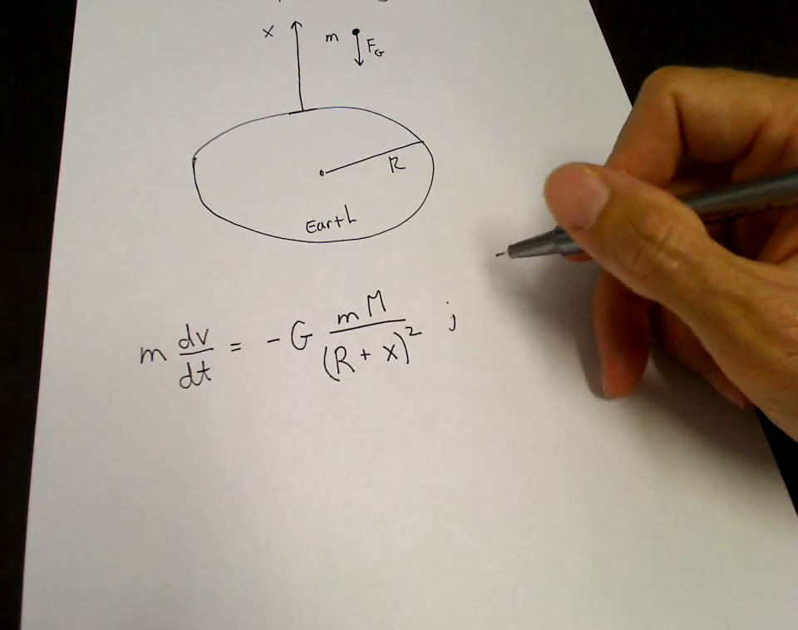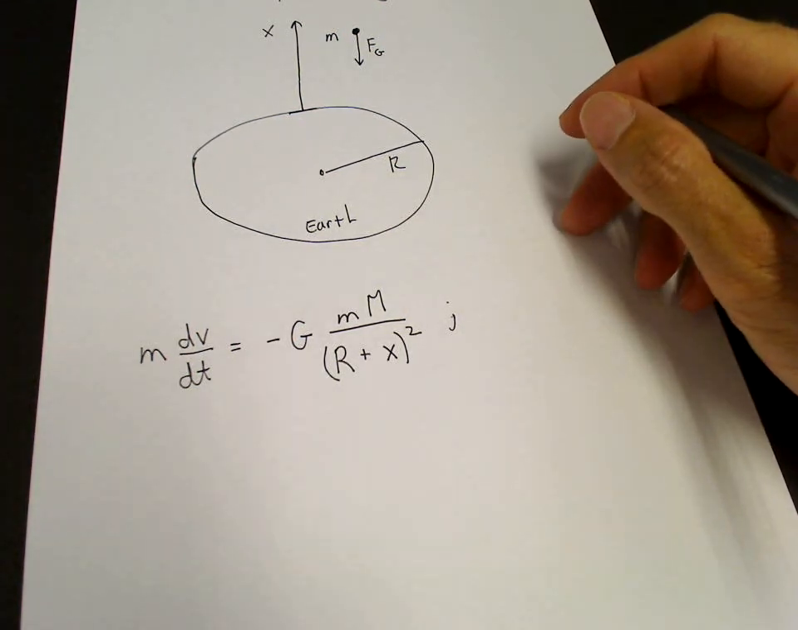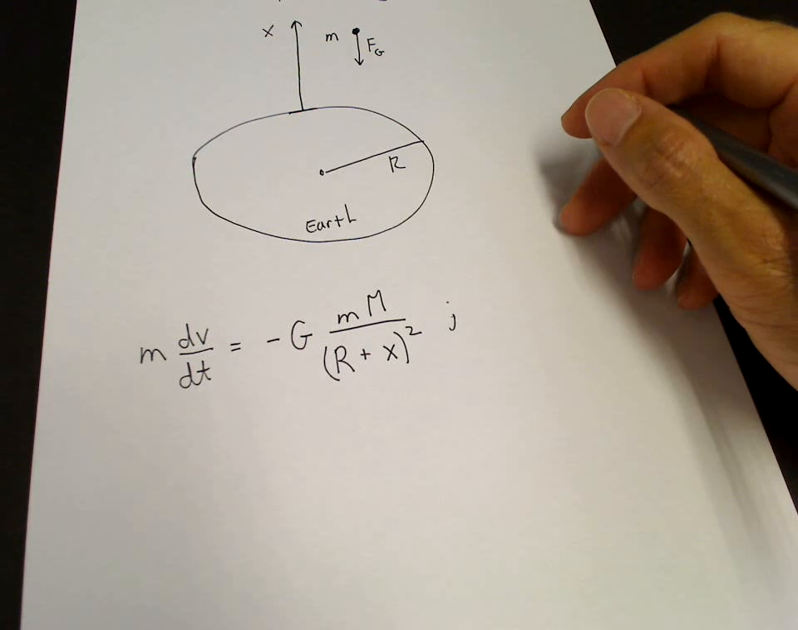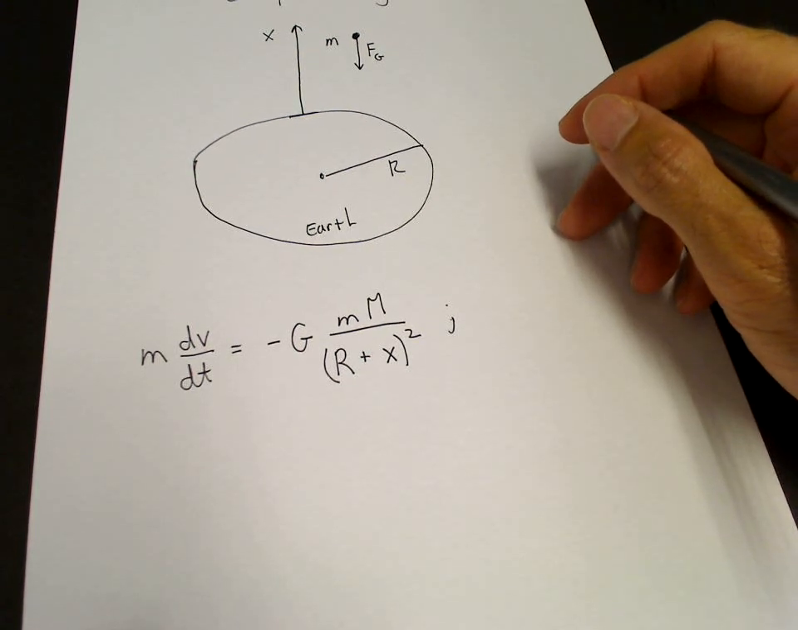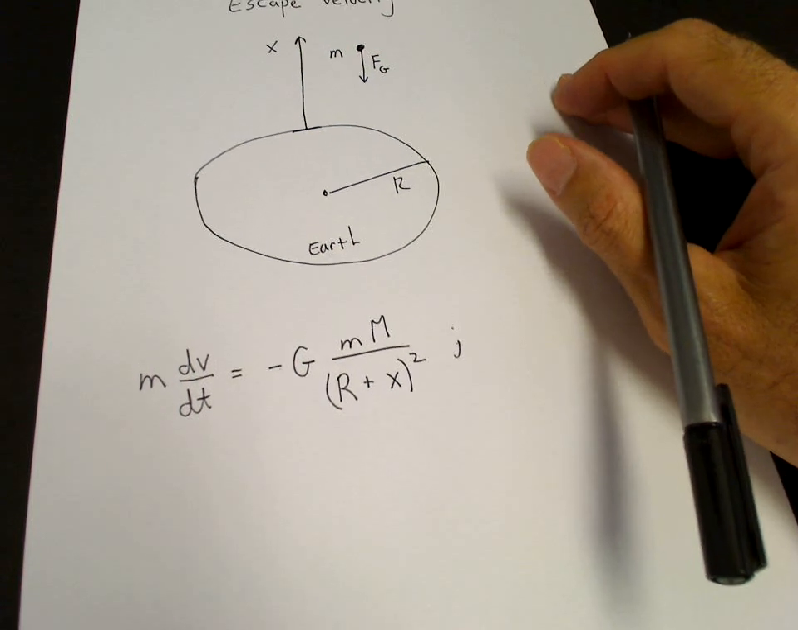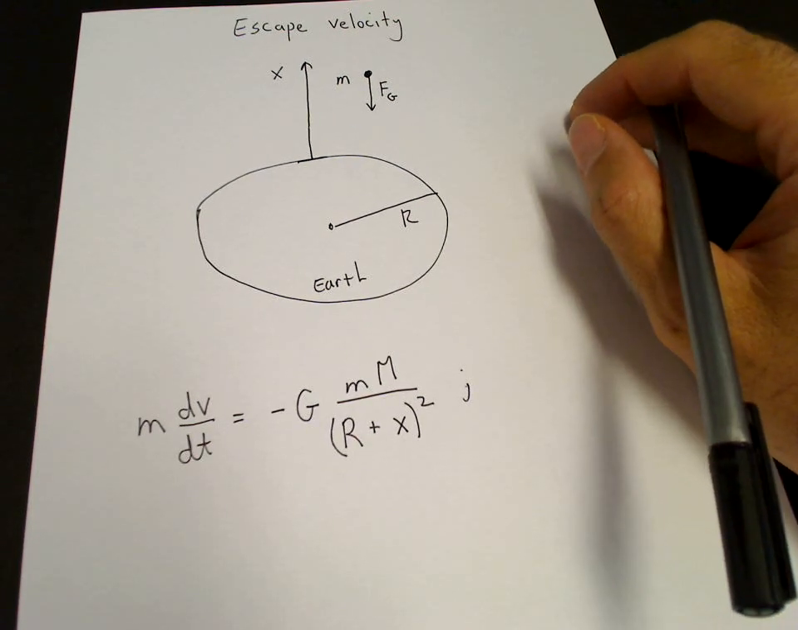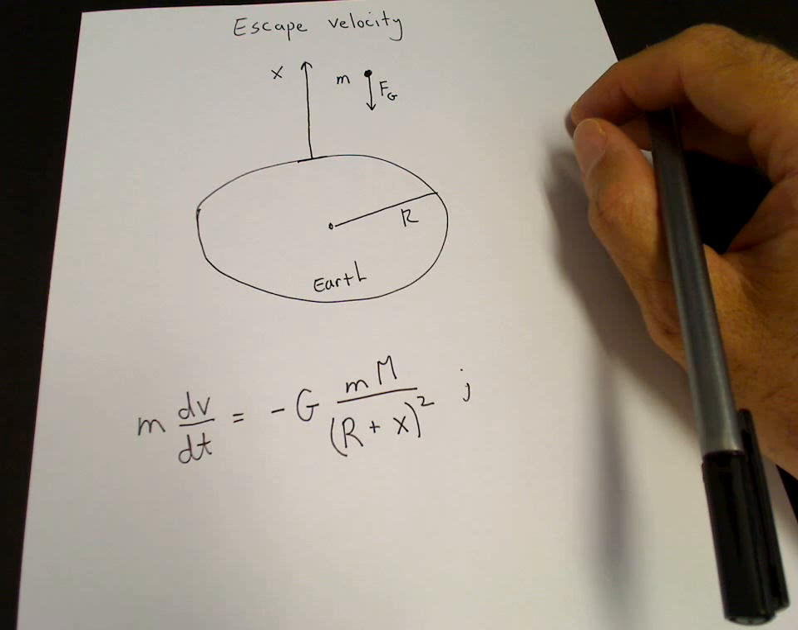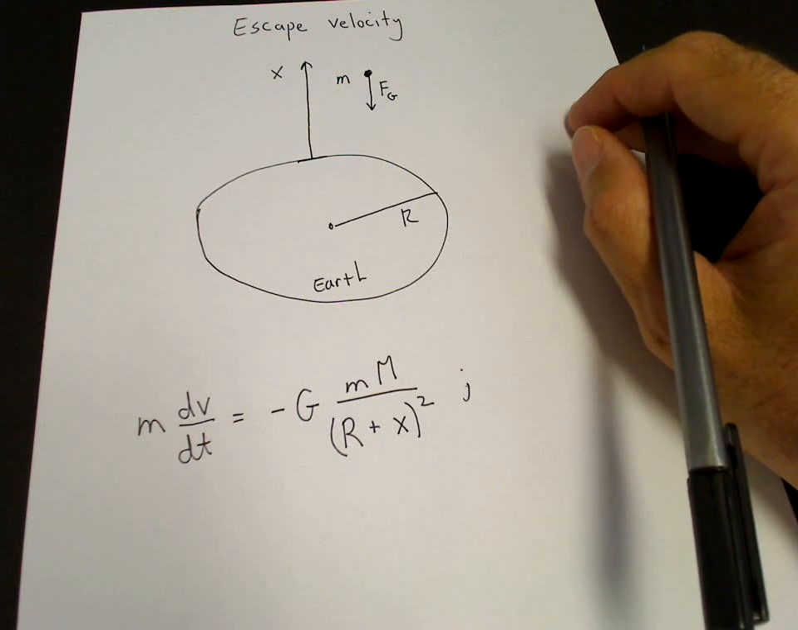The initial condition will be zero velocity initially, or at x equals 0, when x equals 0. So we'll have to see how to specify that condition in a moment.